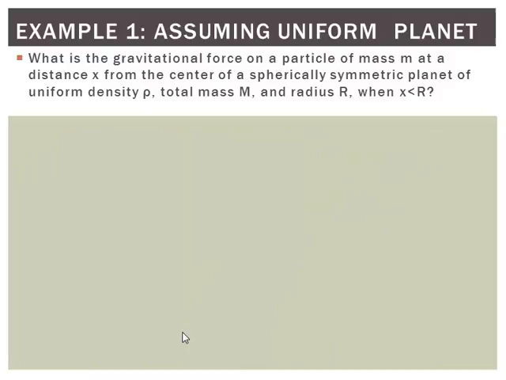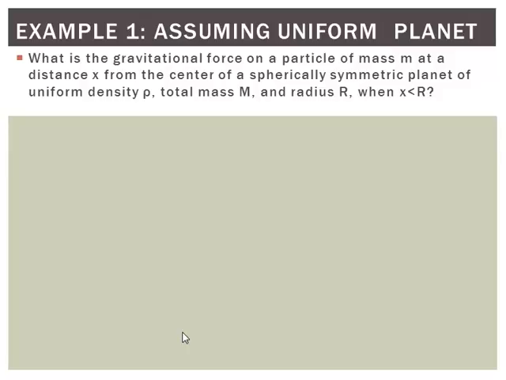Now, for this first example, we are going to be assuming a uniform Earth. What is the gravitational force on a particle of mass m at a distance x from the center of a spherically symmetric planet of uniform density ρ, total mass M, and radius R when x is less than R?